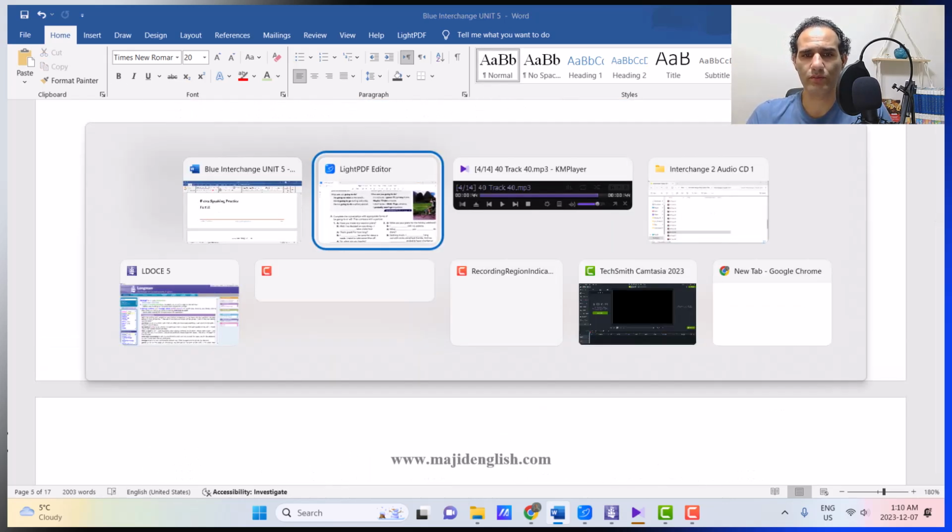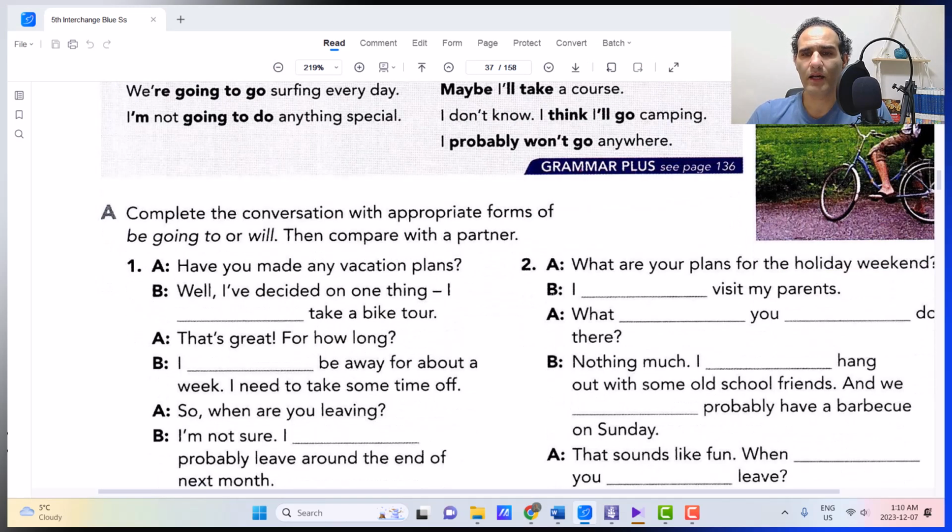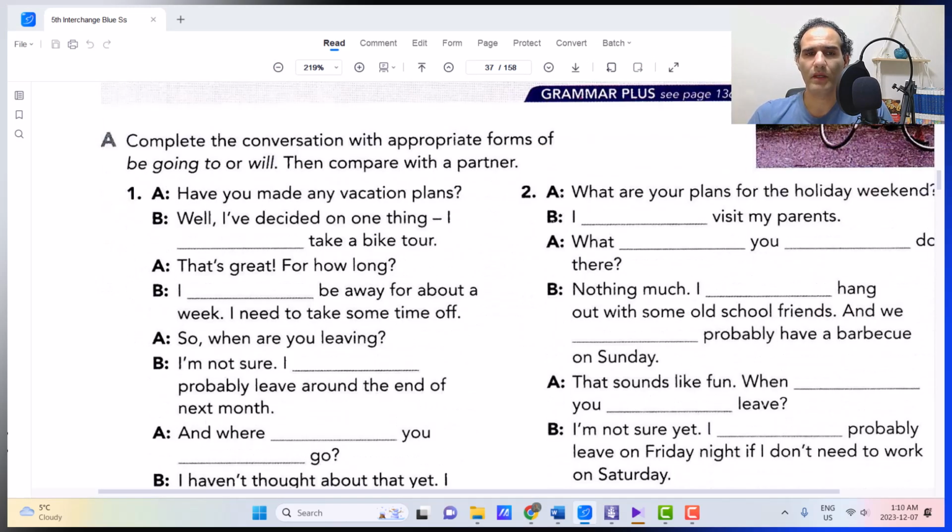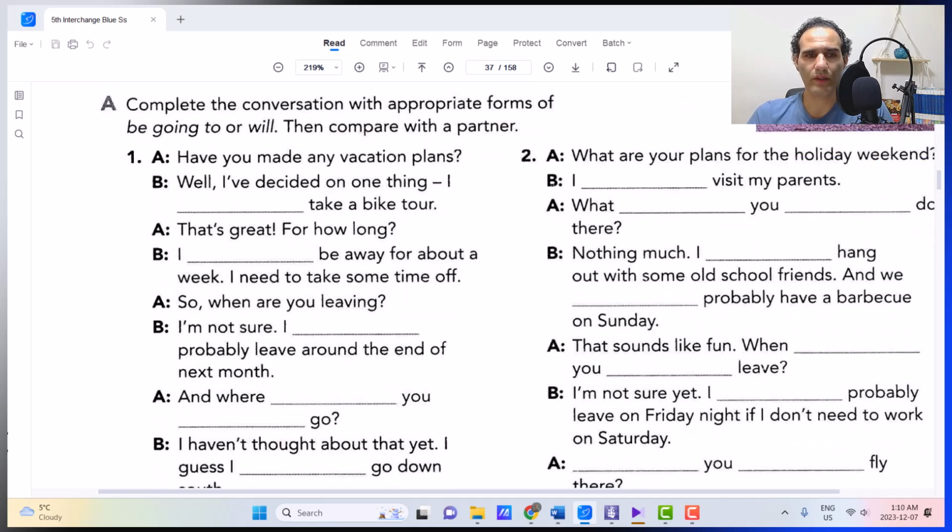Extra speaking, so put it for later. And now let's do this part. Put will or be going to. Let's do it together. Have you made any vacation plans? Well, I've decided on one thing. I've decided means I'm gonna take a bike tour. That's great. For how long? I'm gonna be away for about a week. I need to take some time off.